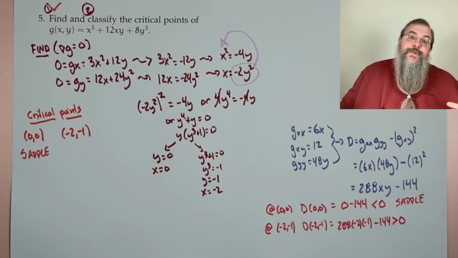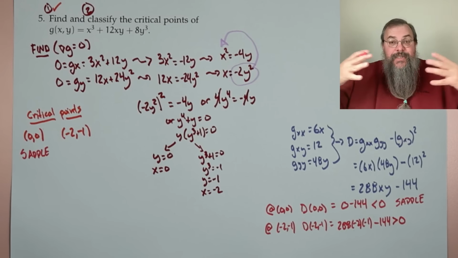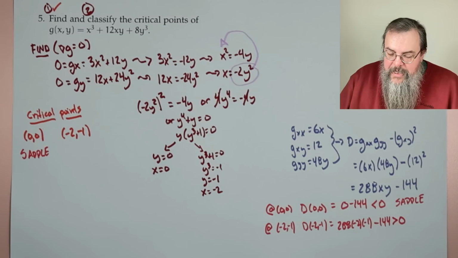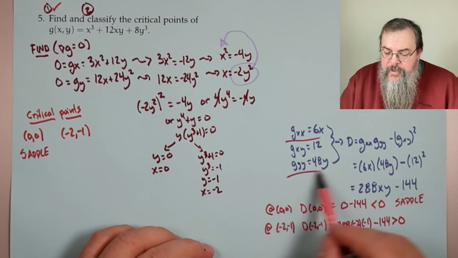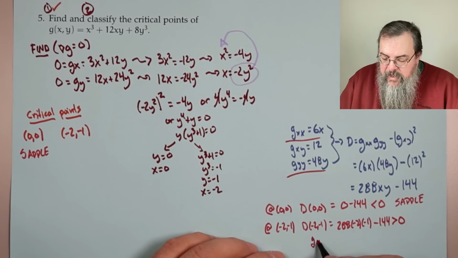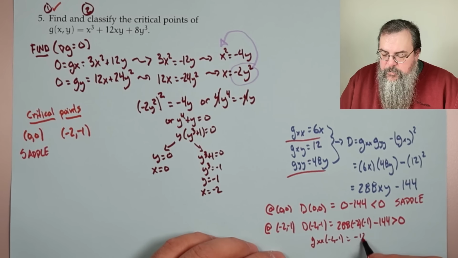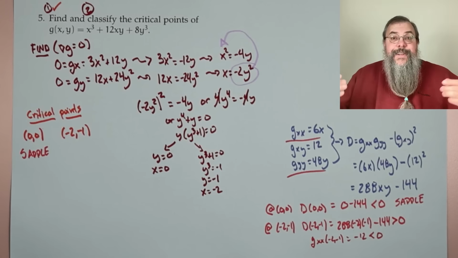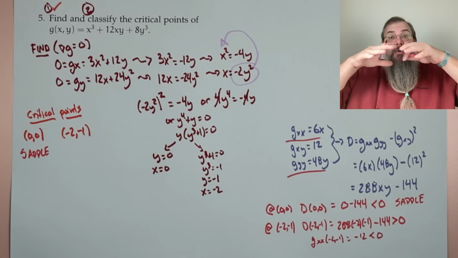Well, now we go to a slice. In other words, we look at either g_xx or g_yy. It doesn't matter, pick one. We say, well, g_xx at (-2, -1) is -12, which is less than 0. That tells us we're going down.